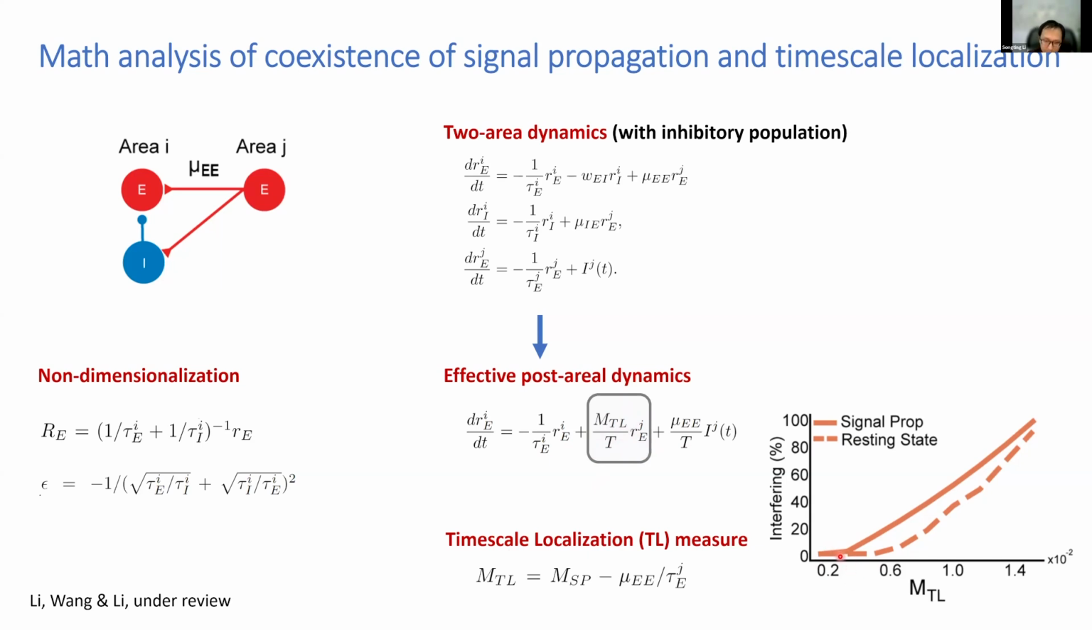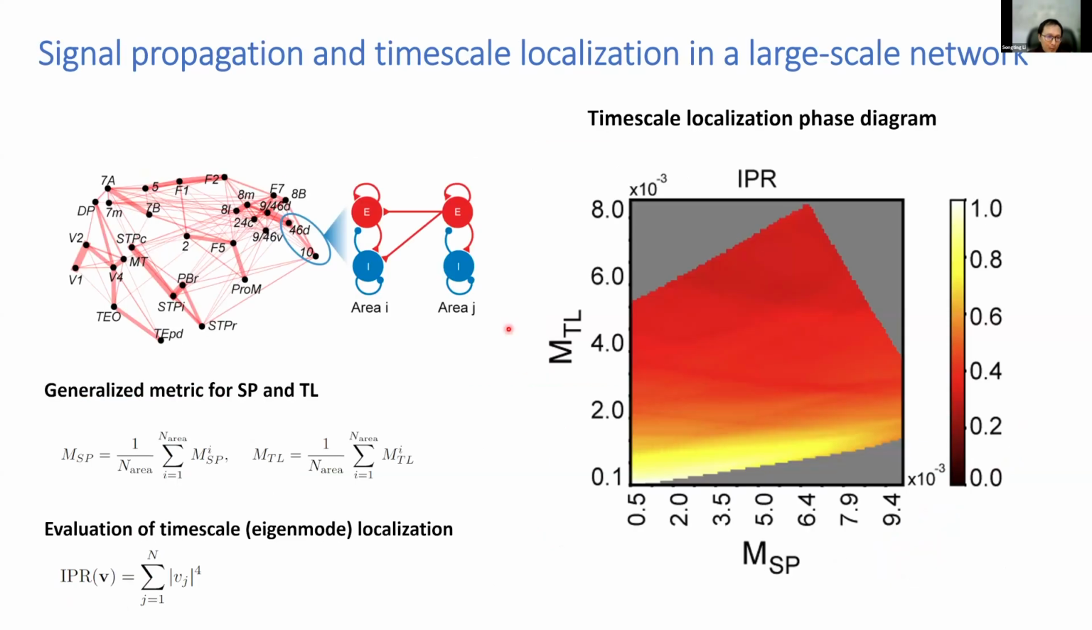And for the large scale network case with multiple regions, we can generalize the metrics for MSP and MTL. Basically, we just compute all these measures for all pairs of areas, and then we just take the average. So this averaged metric for MSP and MTL quantifies the average ability of timescale hierarchy and timescale localization, and this average ability of signal propagation.